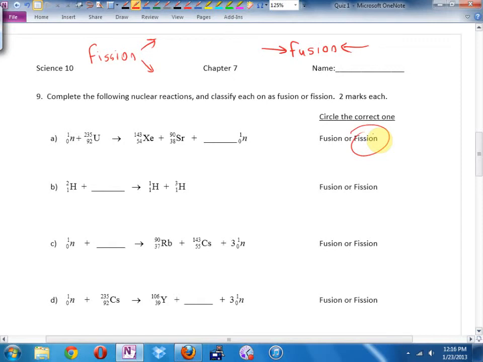Fission, splitting up. Fusion, I see 1 atom got bigger, went from a mass of 2 to a mass of 3. Fission, splitting up. Fission, splitting up. So 1 mark for each of those.